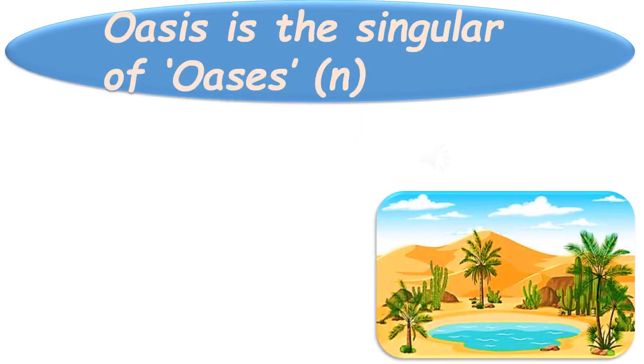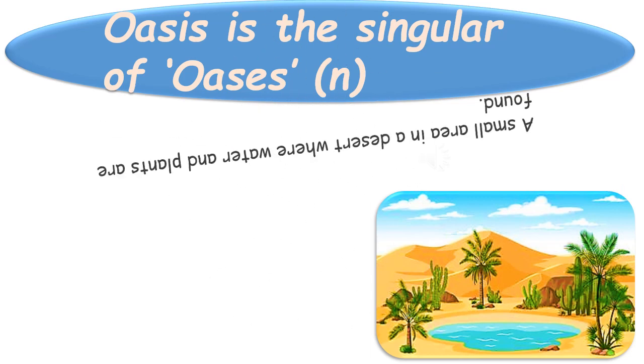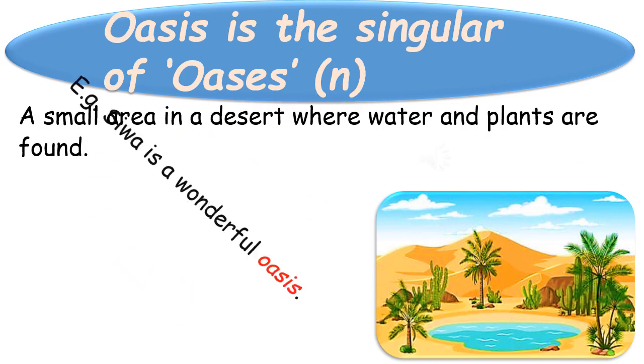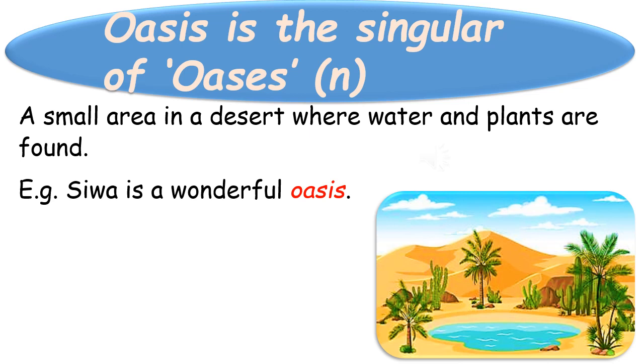Oasis. An oasis is a small area in a desert where water and plants are found. Siwa is a wonderful oasis. And the plural form is oases. Again, oasis, this is the singular form, one oasis, O-A-S-I-S. But oases, this is the plural form, so I can say two oases, O-A-S-E-S.